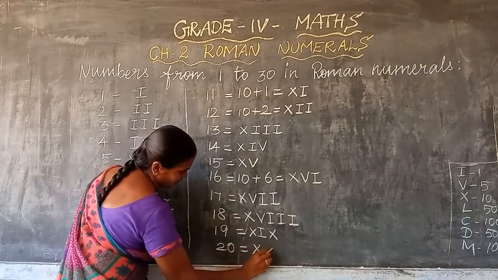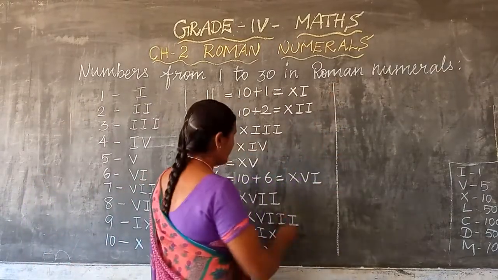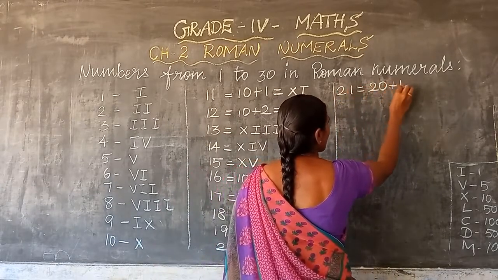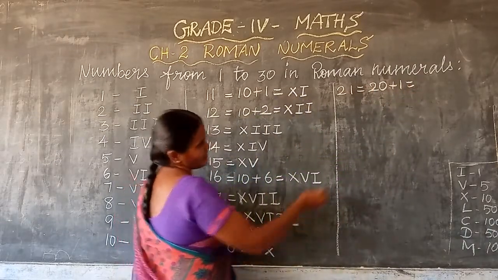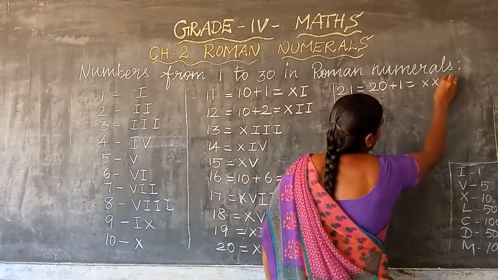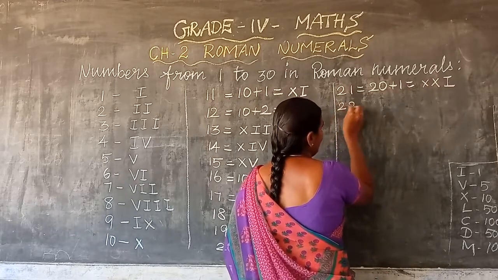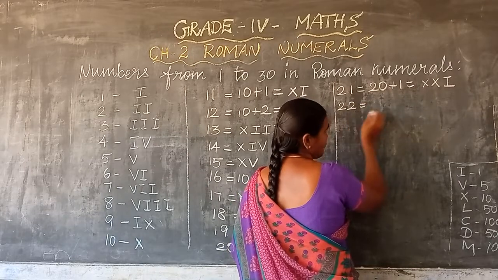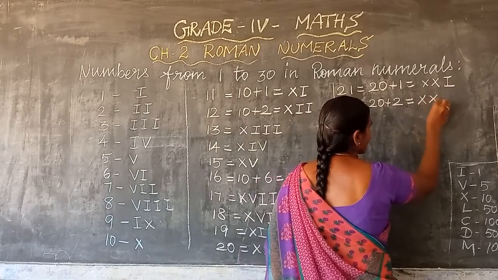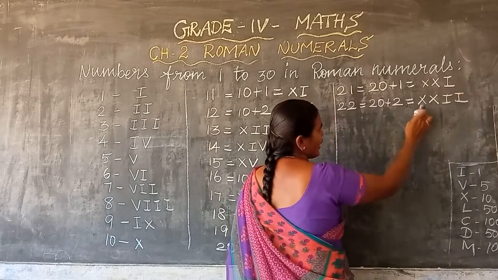20 is XX. Okay. Next one, 21. 21 means 20 plus 1. 20 is XX, 1 means I. So 21 is XXI. 22: what is the expanded form of 22? 20 plus 2. 20 means XX, 2 means II. So 22 is XXII.